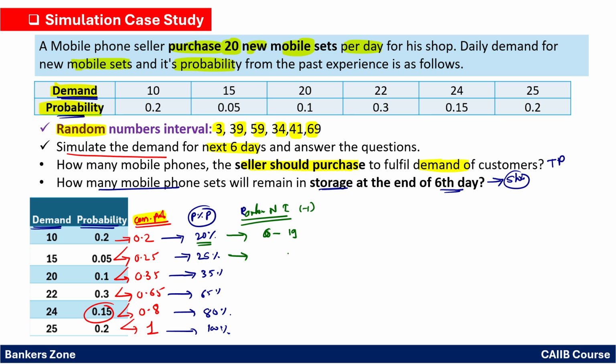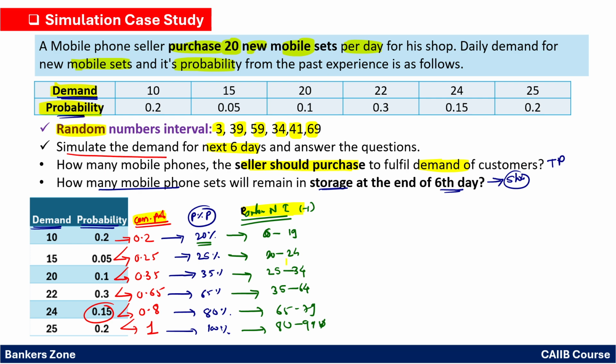So 25 minus 1 becomes 24, right? So it will go from 20 to 24. For 35%, it will go from 25 to 34, right? For 65, minus 1, so it will go from 35 to 64. For 80, it will go from 65 to 79, and for 100, it will go from 80 to 99. So this is the random number interval.